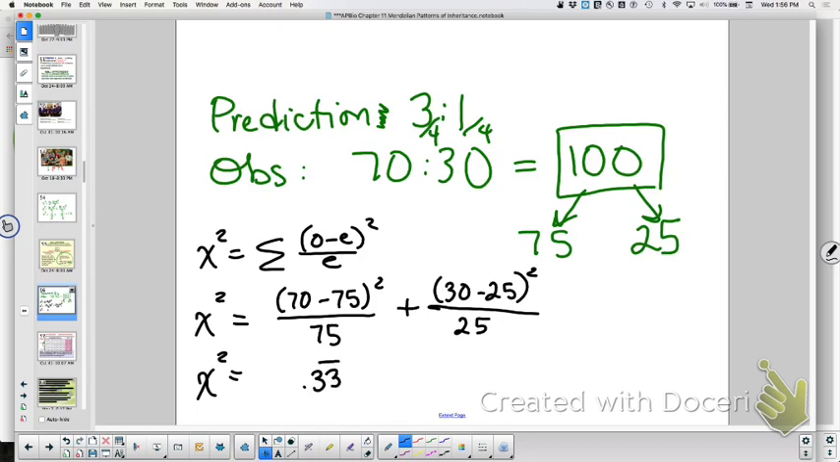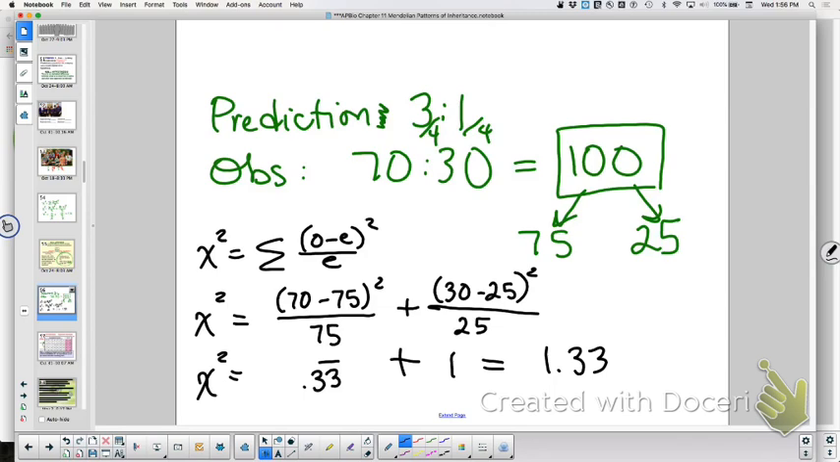0.333, right? Okay. 30 minus 25 is 5. 5 times 5 is 25. 25 over 25 is 1. So my number here is 1.33. Does that sound like a big chi-squared value? No.